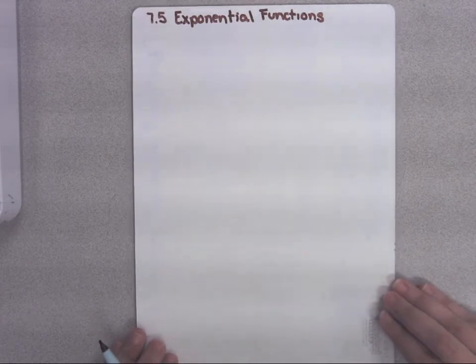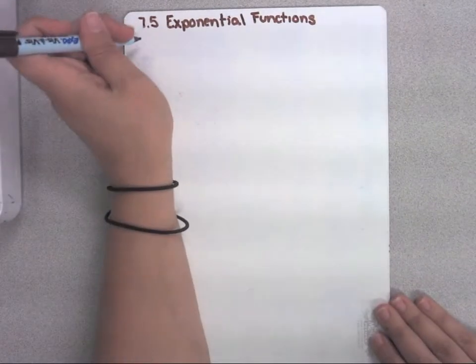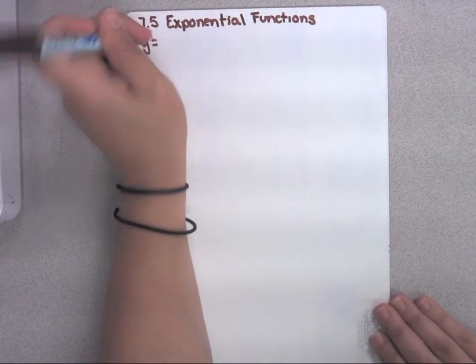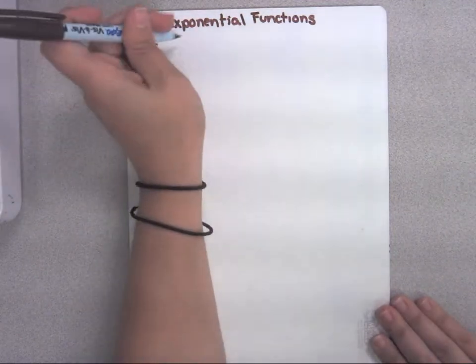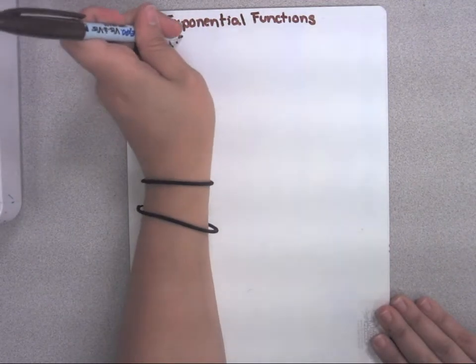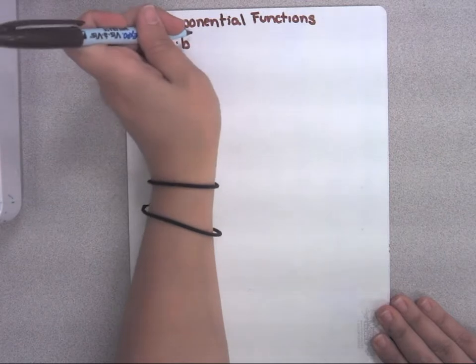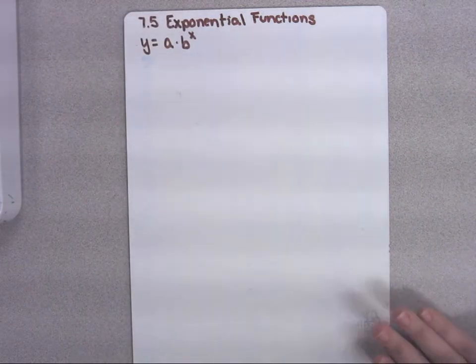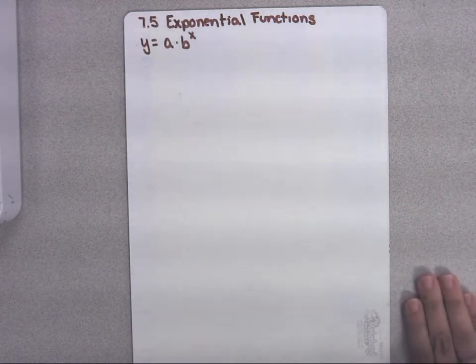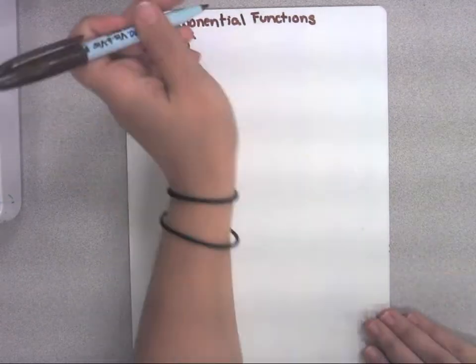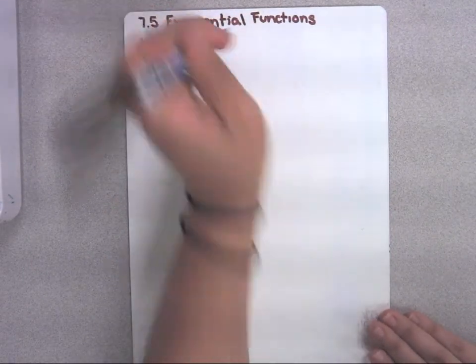Let's talk about what an exponential function is. So the equation looks like this. Y equals A times B to the x power. So B has a little exponent and it's x. And then plus C.